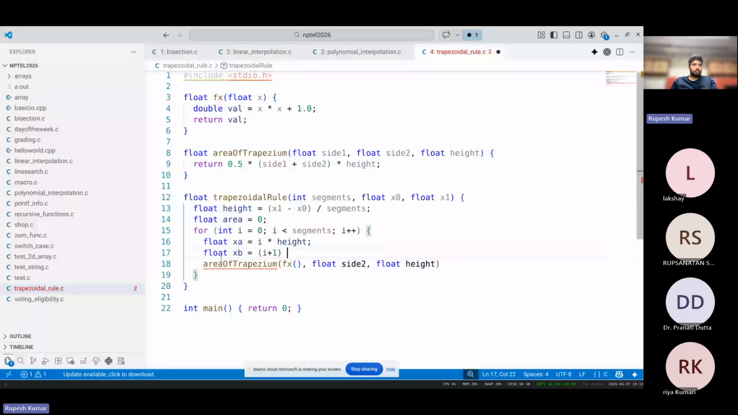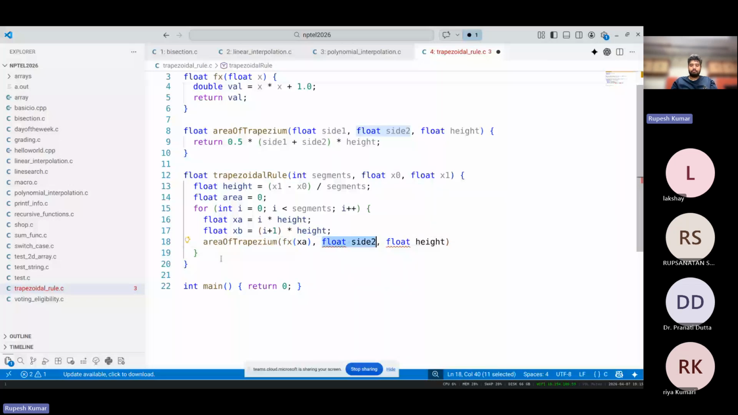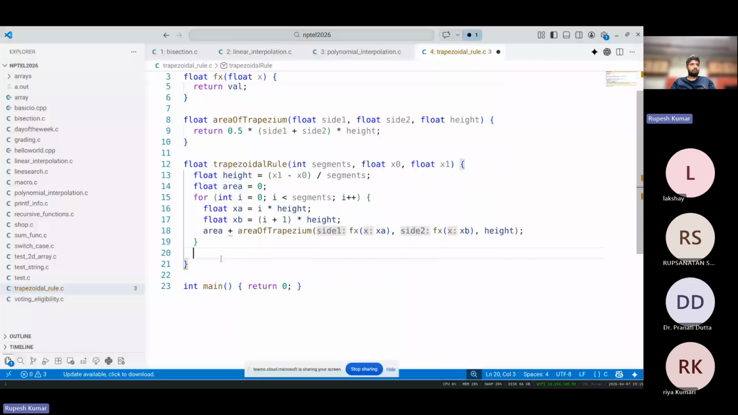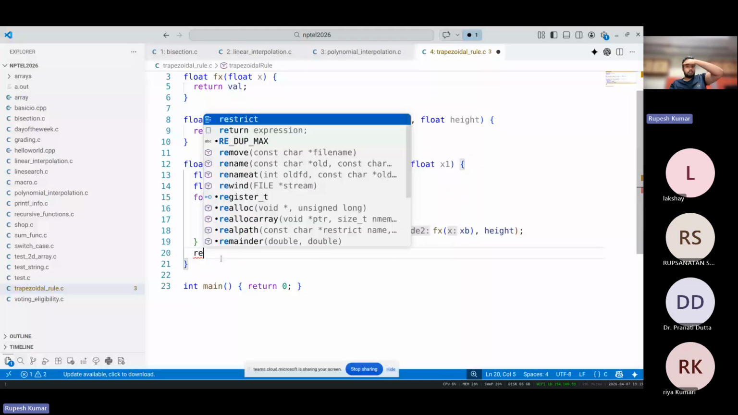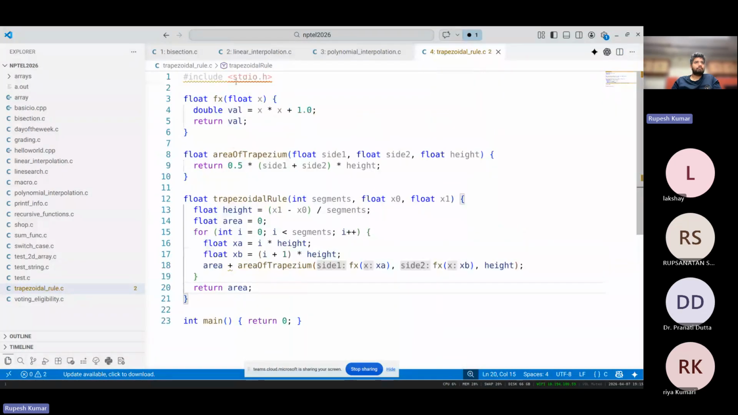Now you can compute the side one length, which is f of xa, then f of xb, and the height is already computed here, right? So this will give you the area. So you simply add it to the area variable here. And finally, you return area from this function, right? So this is your trapezoidal rule function here. We can use this to find the area of any function. So for example, the current function is x squared plus 1, right?